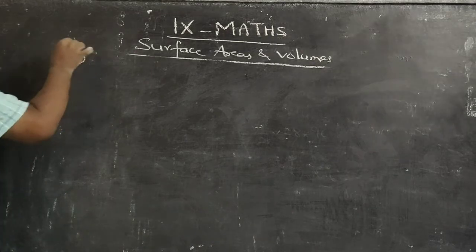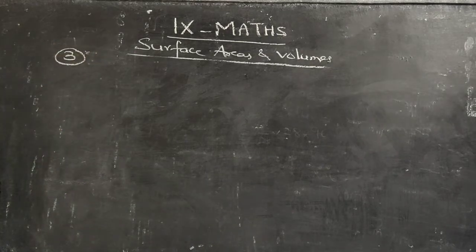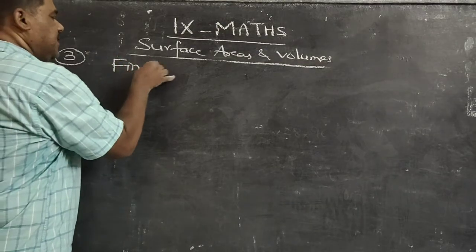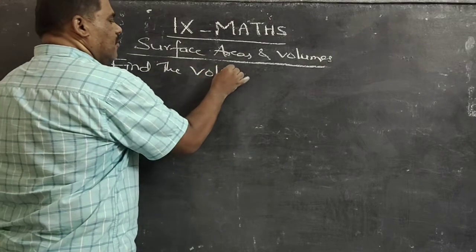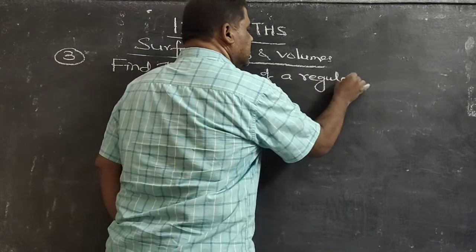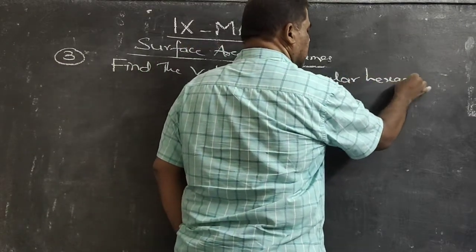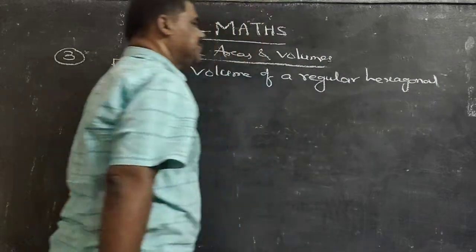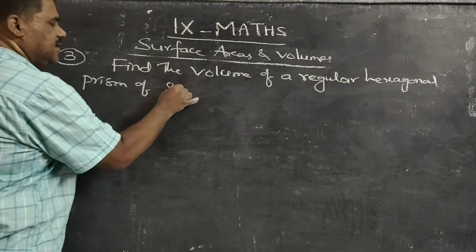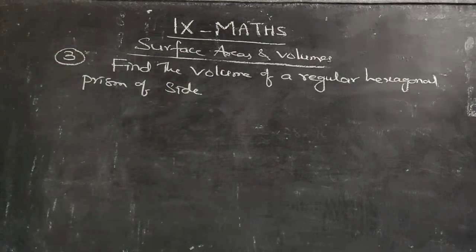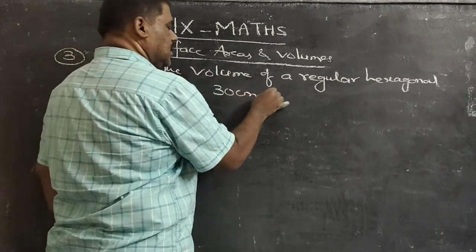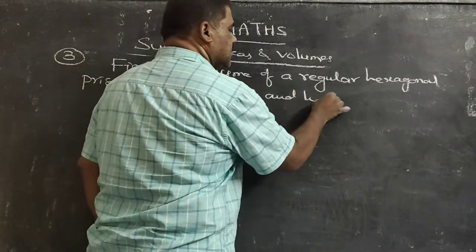Right, next problem. Find the volume of a regular hexagonal prism of side 30 centimeters and height 6 centimeters.